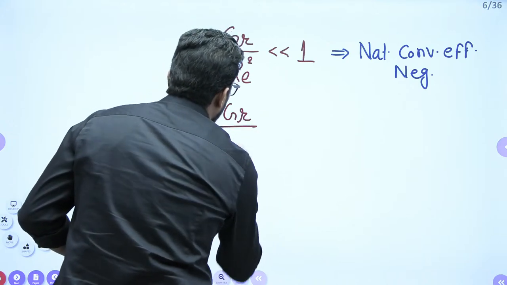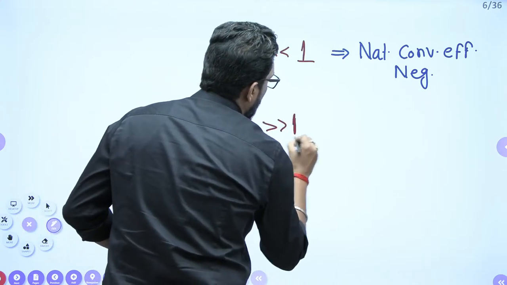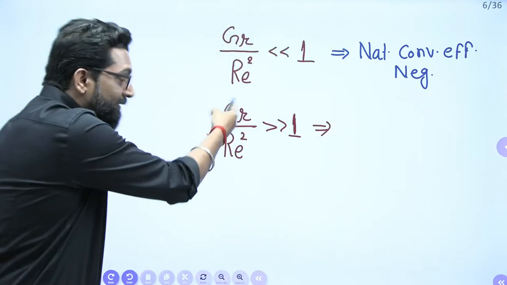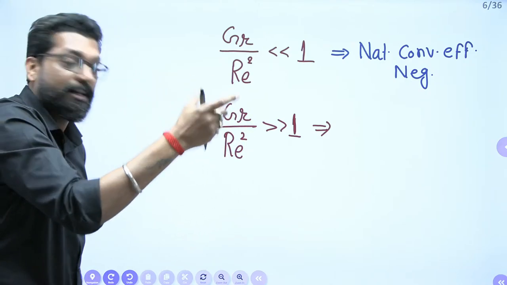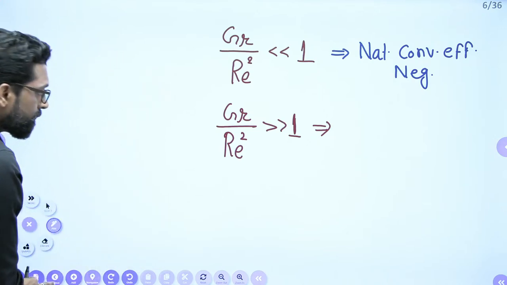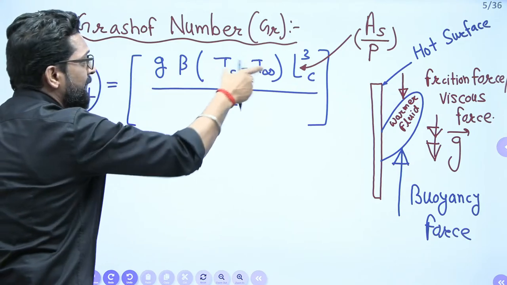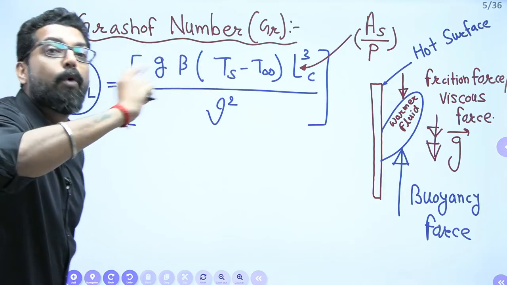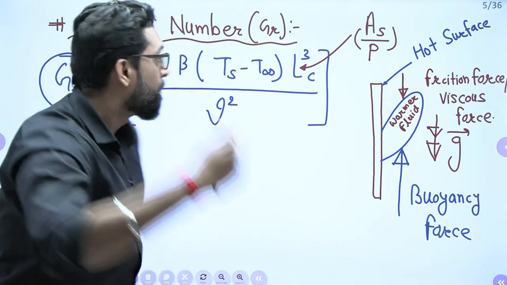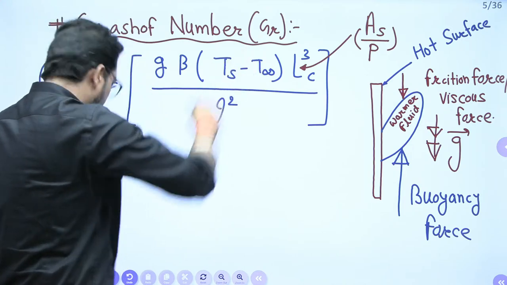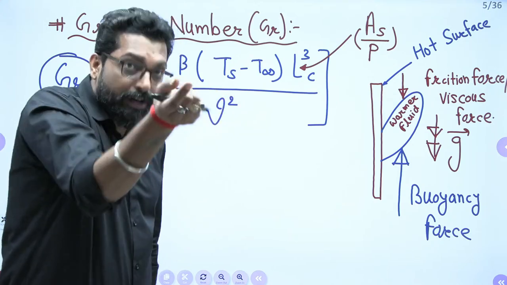If Grashof's number divided by Reynolds number squared is greater than 1, in that case Grashof's number is dominating. Grashof's number is about temperature difference. If Grashof's number is dominating, that means there is more temperature difference, and so advection is more. Advection is triggered, that means it is natural convection, and the Reynolds number is low.